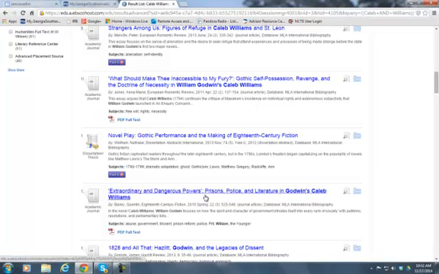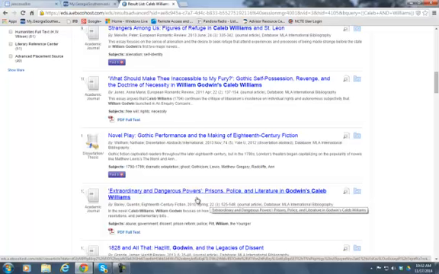Well, the thing that would be really good for me right here would be Extraordinary and Dangerous Powers, Prisons, Police, and Literature in Godwin's Caleb Williams. Because I know that Caleb Williams is a book actually about revolutionary tactics and the different impact that's caused by the prison system of England at that time, and it's also a Gothic novel.